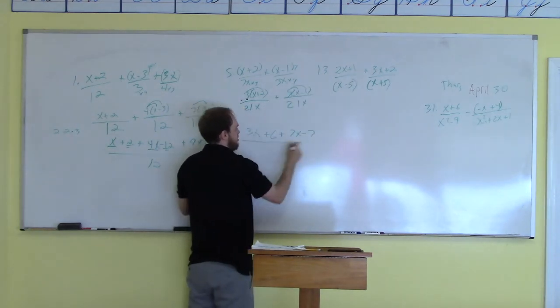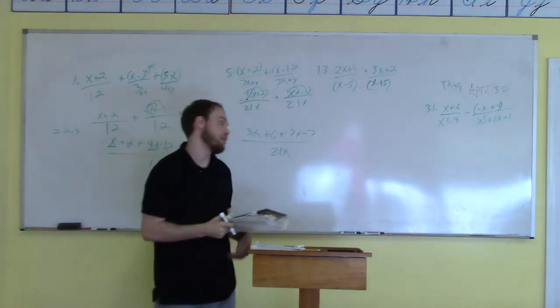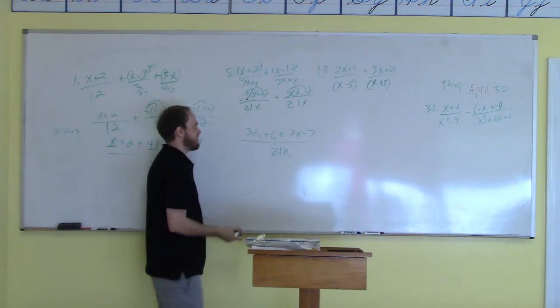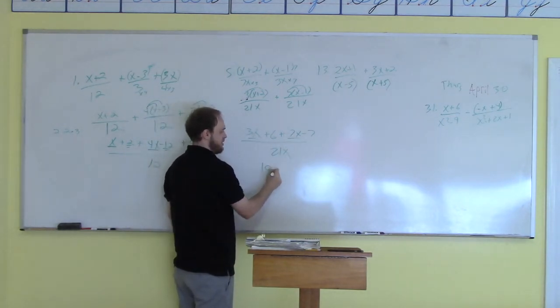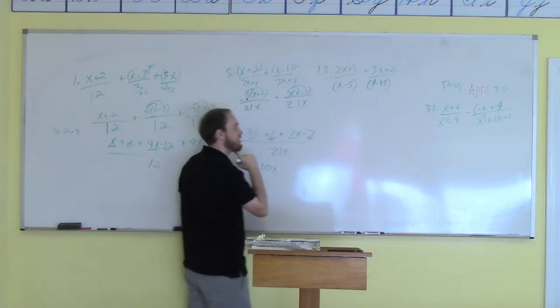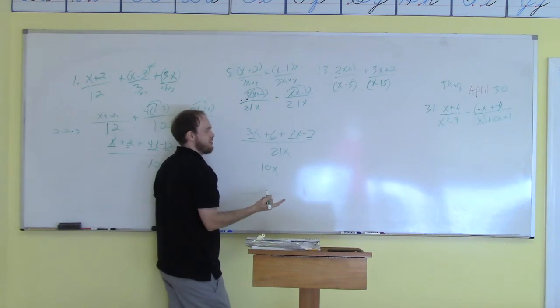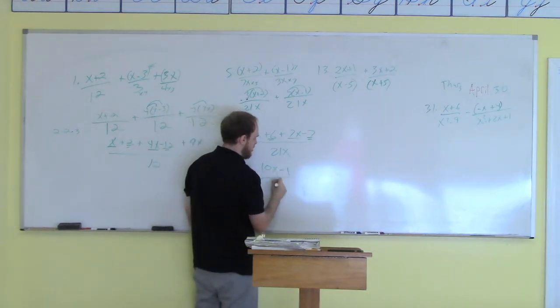And the denominators are the same, so we can just put that as one denominator. Then I just have to clean up. So looking for my x's, I have a 3x and a 7x. That combines to a 10x. Then I have a 6 and a negative 7. So negative 7 plus 6, or 6 minus 7, will give you a negative 1. And so you wind up with 10x minus 1 over 21x.